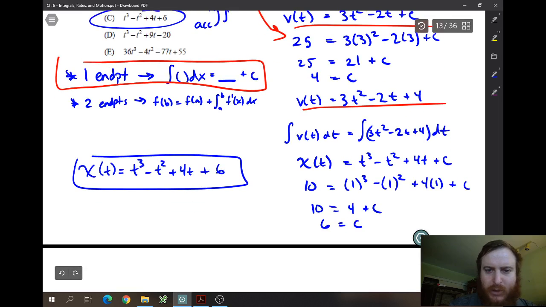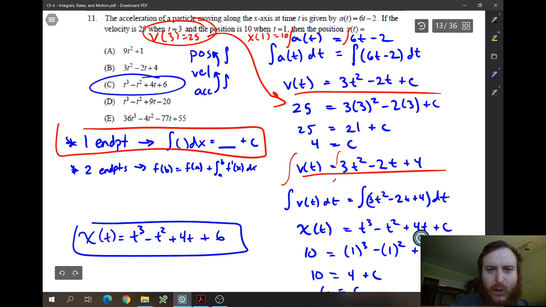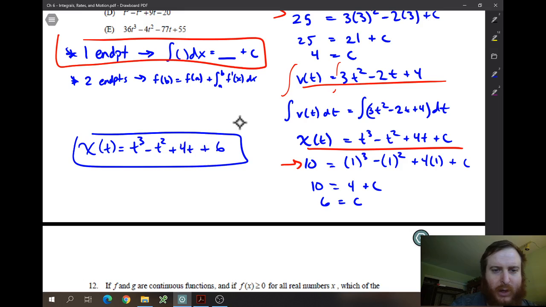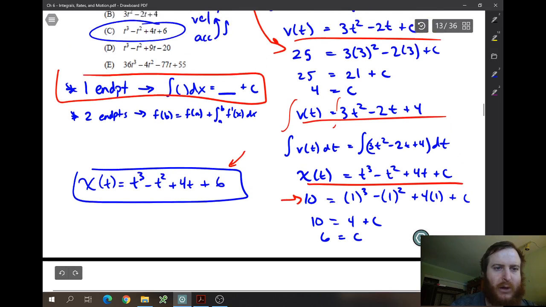Now we do the same process again. We take the integral of both sides. Integral of v becomes x: 3t cubed over 3 minus 2t squared over 2 plus 4t plus c. And then we plug in x of 1 equals 10. So we plug in 10 for x, 1 for t, and we get 6 equal to c. And so then we take this line and write it with the 6. I wrote it over here, and that's our answer.